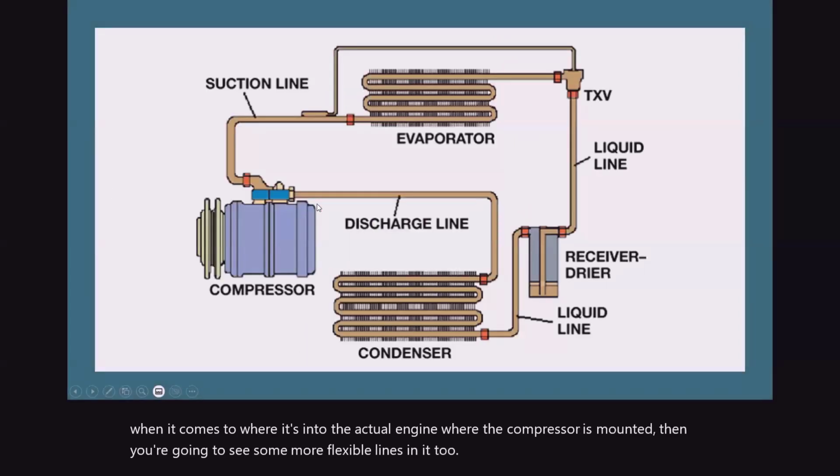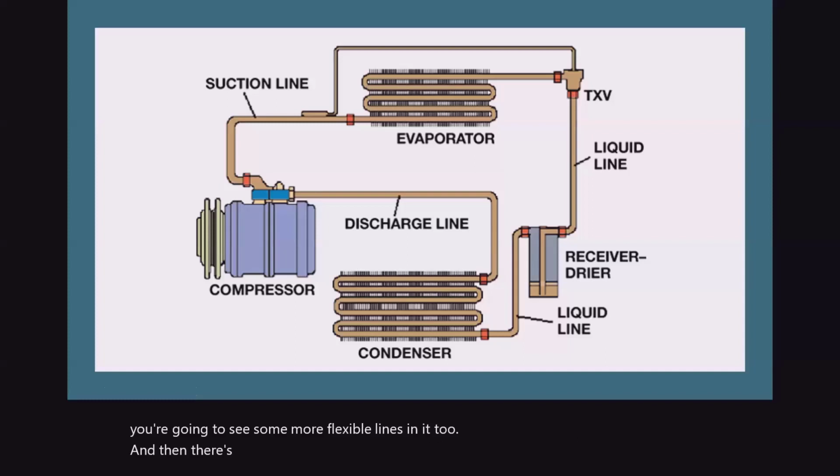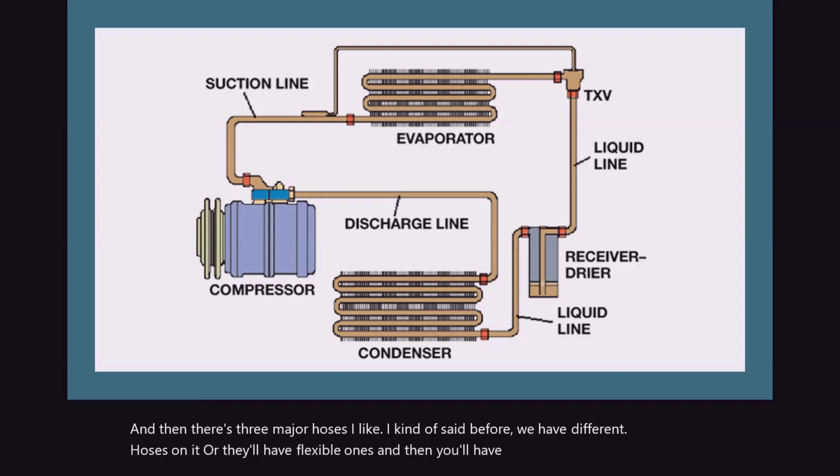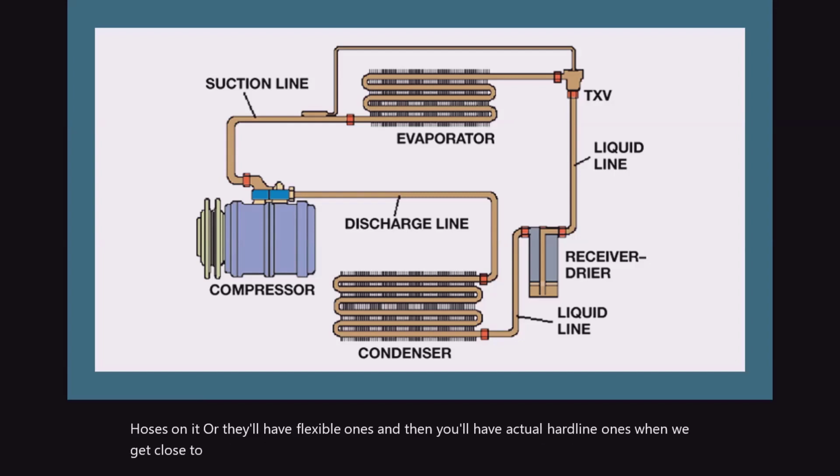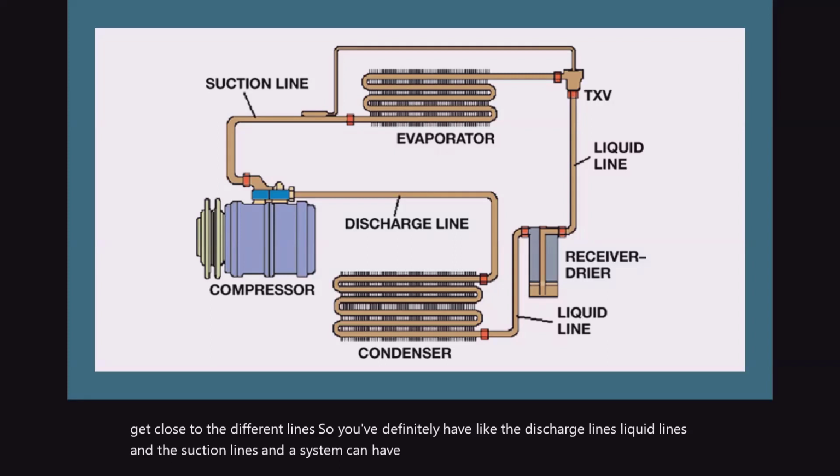And then there's three major hoses. Like I kind of said before, we have different hoses on it. They'll have flexible ones, and then you'll have actual hardline ones. When we get close to the different lines, you definitely have the discharge line, liquid line, and the suction line. And we can have two liquid lines sometimes too.